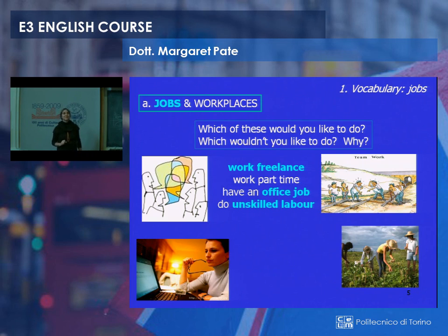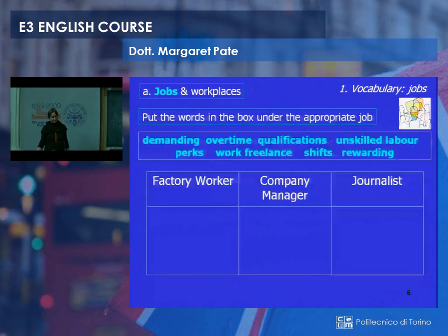Which of the pictures would you say describes unskilled labor? Probably the people working in the fields. You don't need any specific qualifications to work picking things in fields. Unskilled labor. Work in a team, you can see the people in the railway are working in a team, working not alone but with a group of people. Working outdoors, again, referring to the people in the fields. What's the opposite of working outdoors? Working indoors. Okay, good.